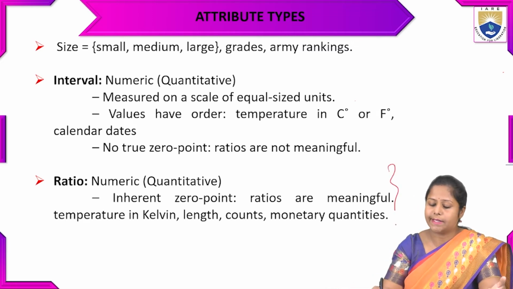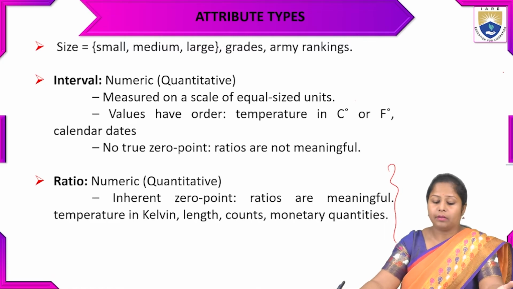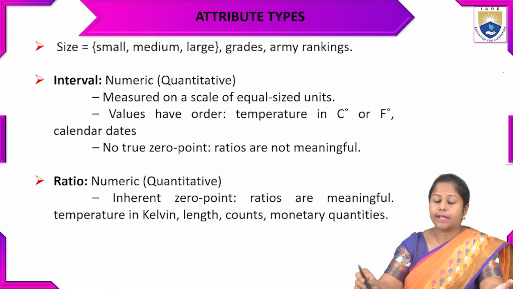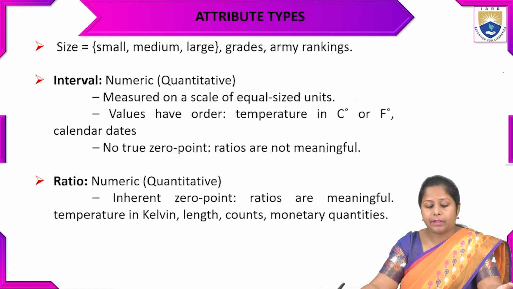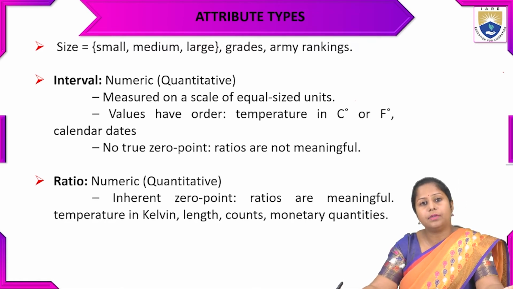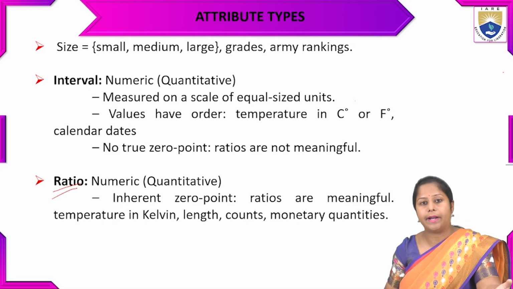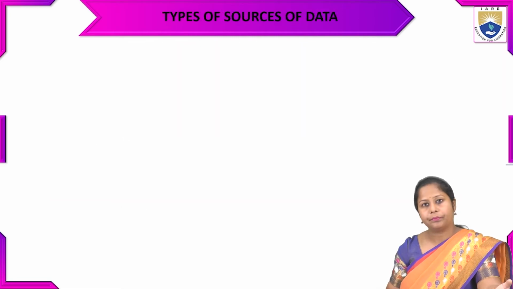Now the fourth is the ratio type of attribute. That also has numeric type of data and comes under quantitative data, and it has meaningful ratios. The meaningful data will be there. There should be some ratio: temperature in Kelvin, length, count, quantiles, all of that comes under the ratio type of data. So these were the four types of attributes.